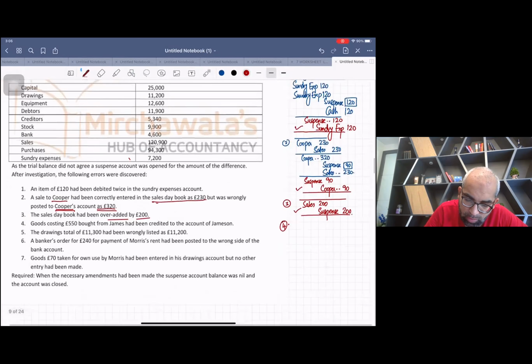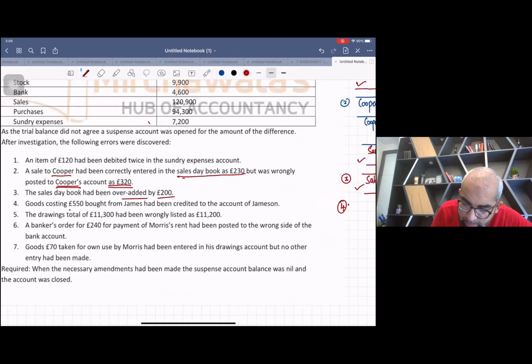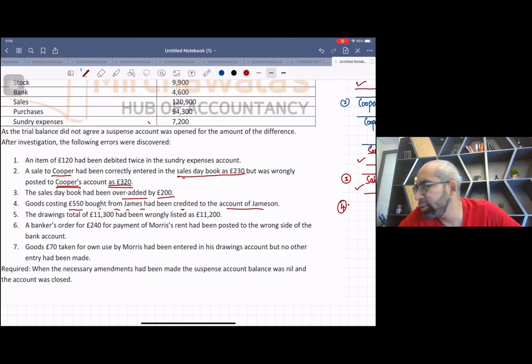Number 4, goods costing 550 bought from James had been credited to the account of Jameson. Very basic. And IFC, it's irrelevant. This is the error of commission. Instead of James, we have credited Jameson. Instead of one creditor, we have credited the other creditor account. So there is no suspense in it.